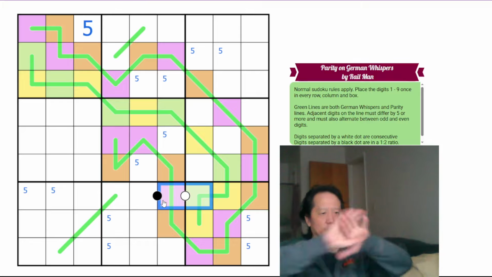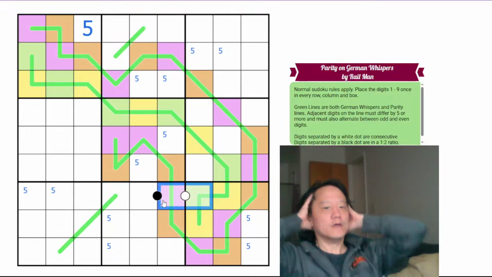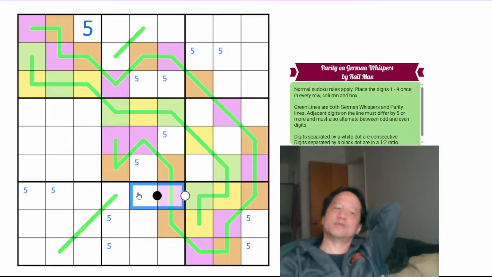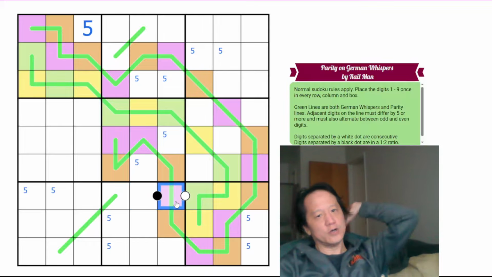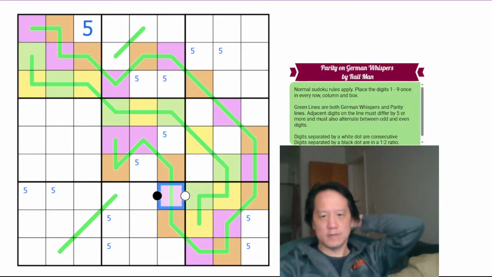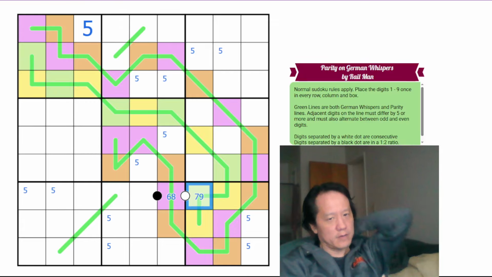Interesting. Okay. So say pink was high. If pink is high, it's in a 1 to 2 ratio with another digit. So it has to be 6 and 8 here. So if pink is high, it has to be high even. Right? That means then green would be high odd.